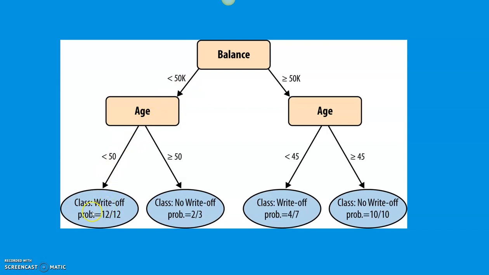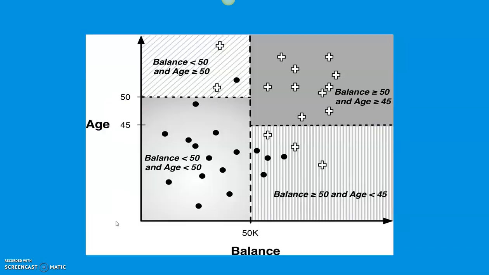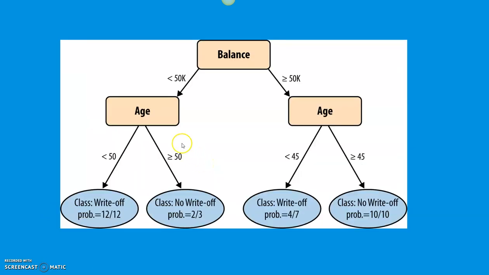And the reason we predict the customer is a write-off is because if you look at this picture, 12 out of 12, all the customers here are written off. So the probability of a write-off is 1. But not every segment is so clear-cut.